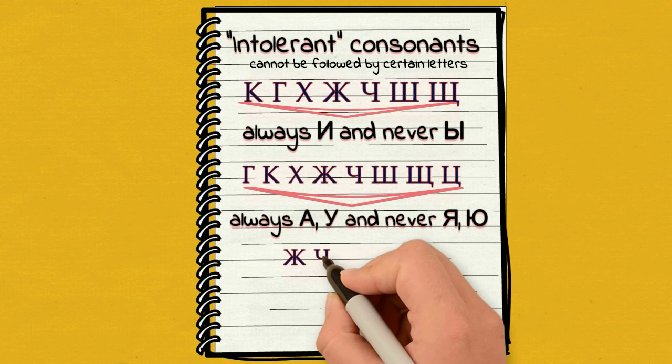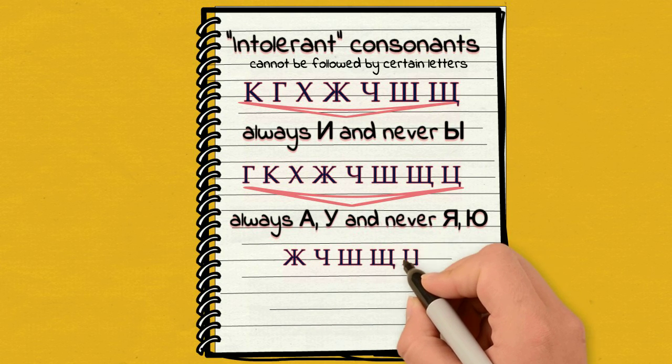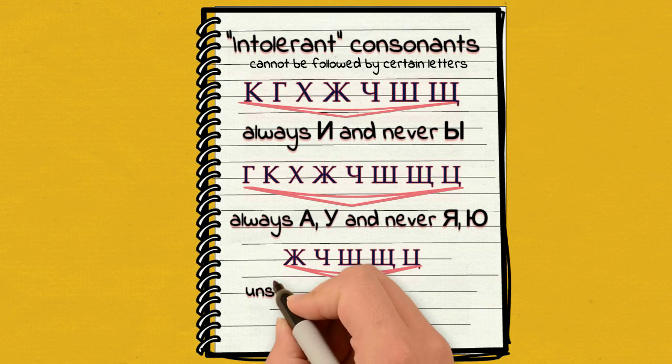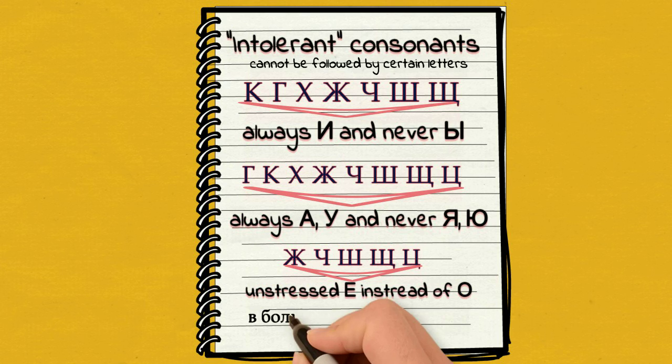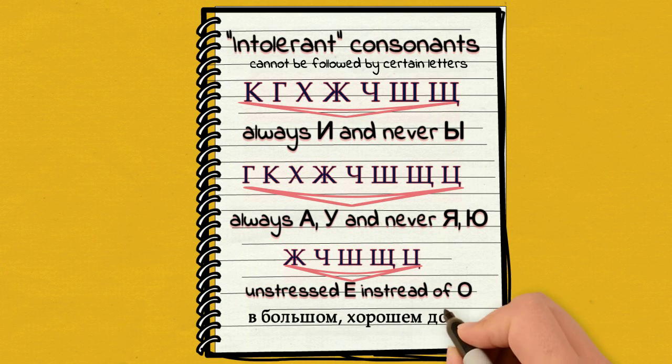Ж, Ч, Ш, Щ, Ц, unstressed Е instead of О. For example, в большом, хорошем доме. These rules are very important in declension of words in Russian cases.